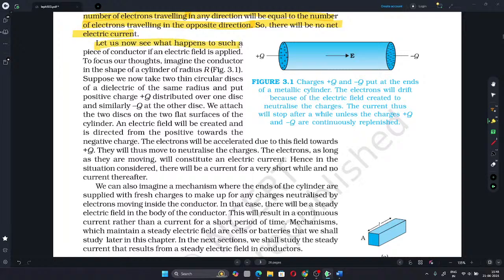Let us now see what happens to such a piece of conductor if an electric field is applied. This is a conductor, with positive and negative charges, plus Q and minus Q, put at the ends of a metallic cylinder. The electrons will drift to neutralize the charges because of the electric field created. The current thus will stop after a while unless the charges plus Q and minus Q are continuously replenished.